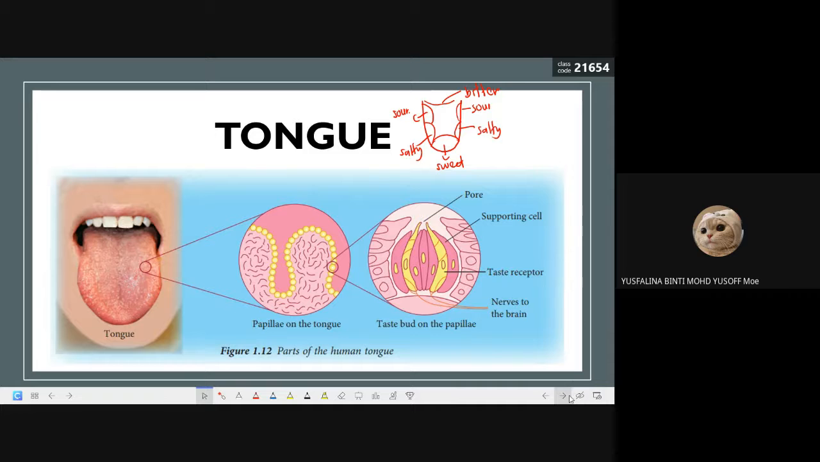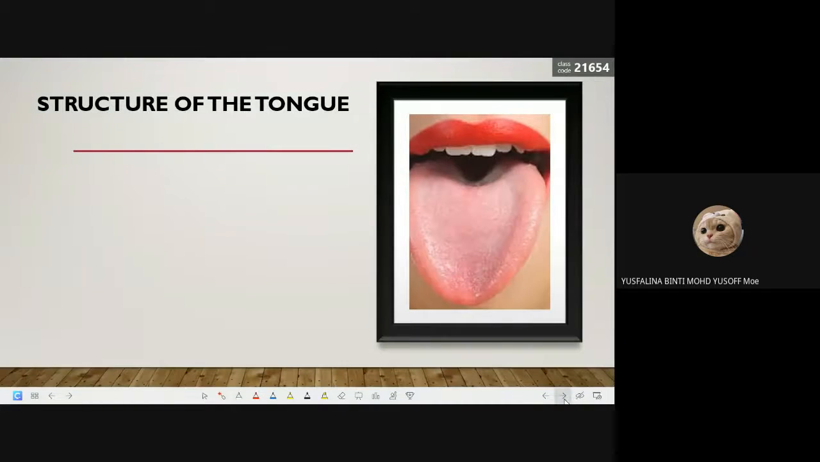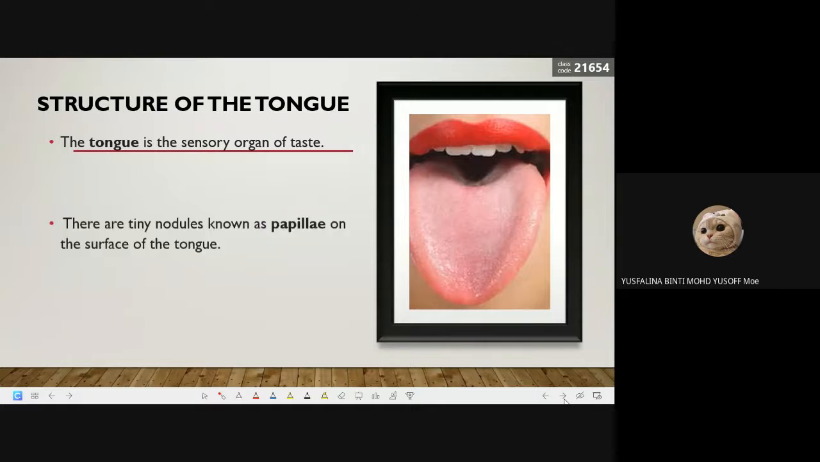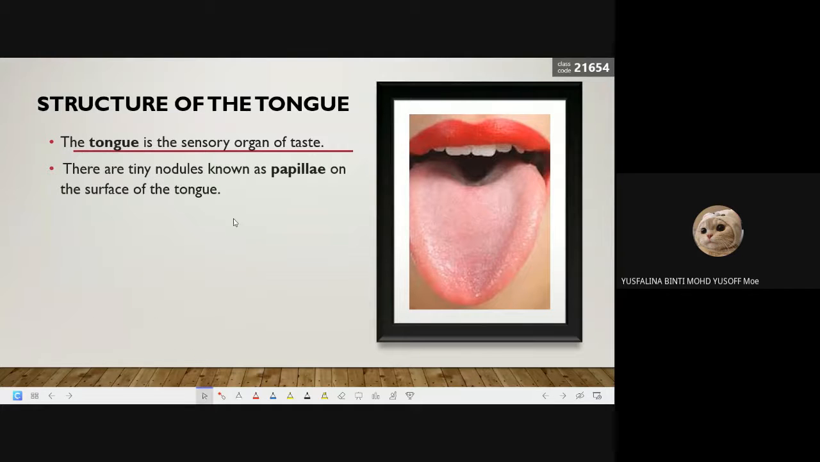Okay, so we go further. The structure of the tongue. The tongue is the sensory organ of taste, so I think all of you already know this. There are tiny nodules, or bumps, that we know as papillae on the surface of the tongue. And the surface of the papilla is covered by hundreds of taste buds.